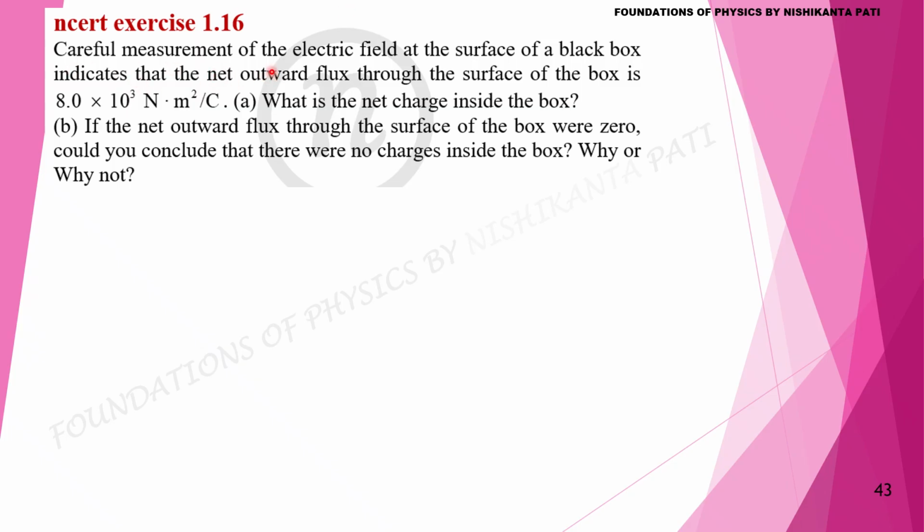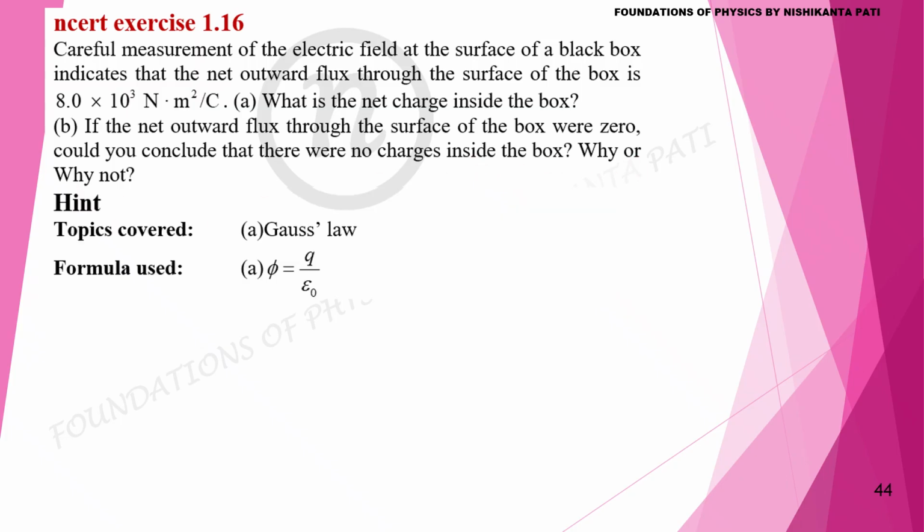Careful measurement of the electric field at the surface of a black box indicates that the net outward flux through the surface of the box is this much. What is the net charge inside the box? If the net outward flux through the surface of the box were 0, would you conclude that there were no charges inside the box? Why or why not? It is based, obviously, on Gauss law. Flux is enclosed charge divided by epsilon 0.